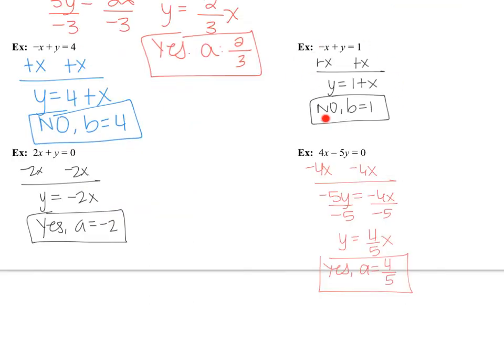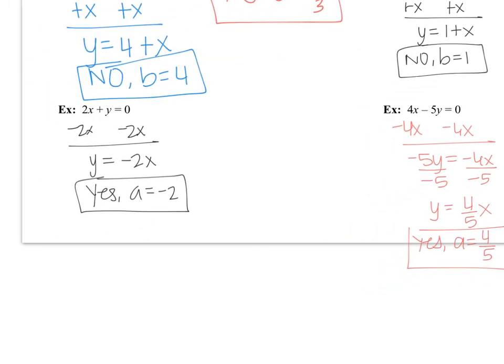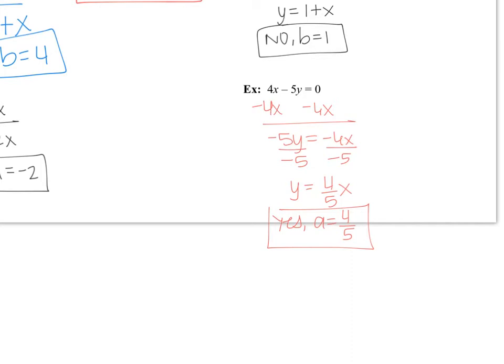So in this example, to isolate y, I'd add x to both sides, and then since b is 1, it's not direct variation. On this example, I'd subtract 2x from both sides. 0 minus 2x is just negative 2x. Since b is 0, there's nothing being added or subtracted, then yes, it is direct variation, which means I have a constant of variation, that's a. A is negative 2. And on this example, you subtract 4x from both sides, then divide by negative 5. So y equals 4/5 x. b is 0. There's nothing being added or subtracted, so yes, it's direct variation. The constant of variation, which is a, is 4/5.